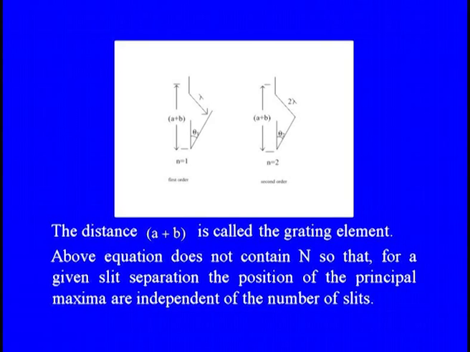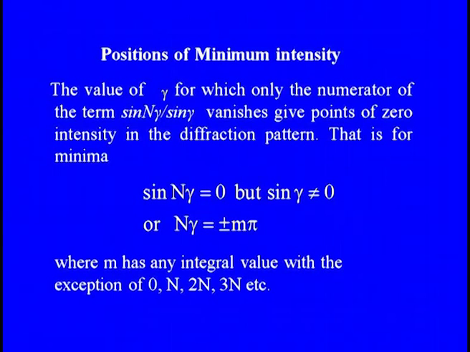The above equation does not contain capital N, so for a given slit separation the positions of the principal maxima are independent of the number of slits. Now, we can find out the position of minimum intensity from the expression of intensity. The value of gamma for which only the numerator of the term sin N gamma upon sin gamma vanishes gives a point of zero intensity in the diffraction pattern.